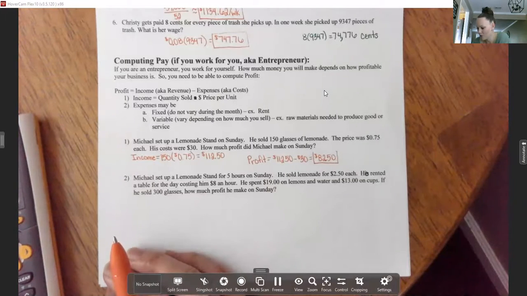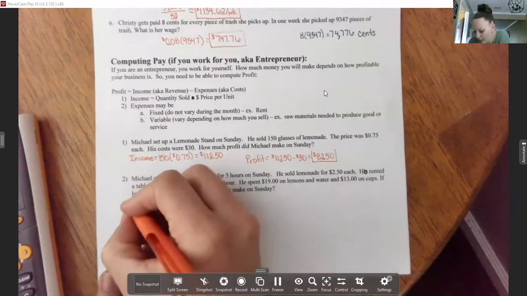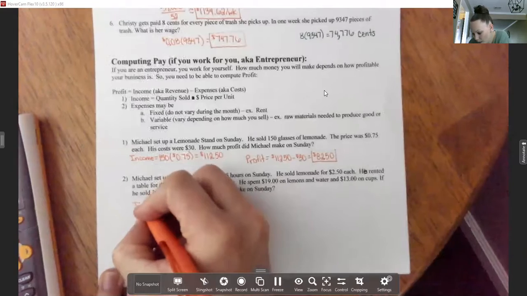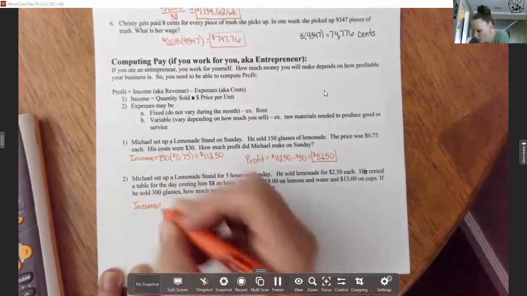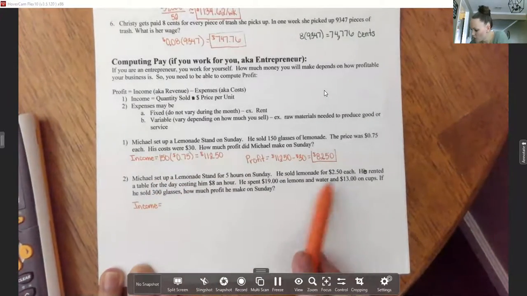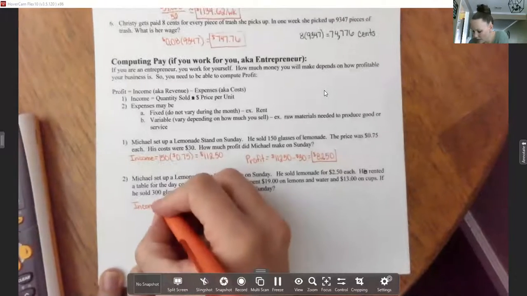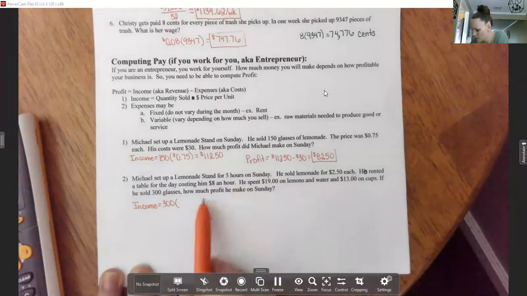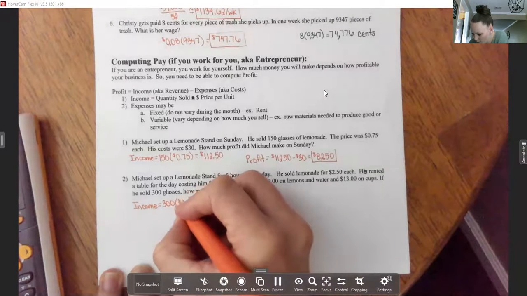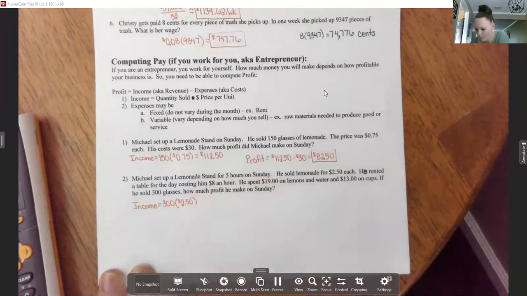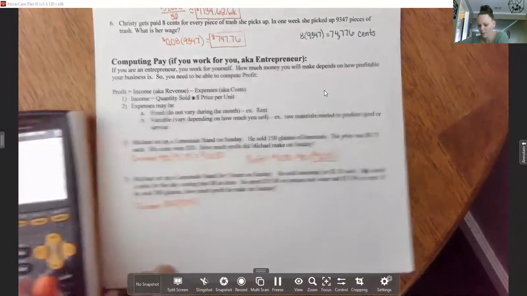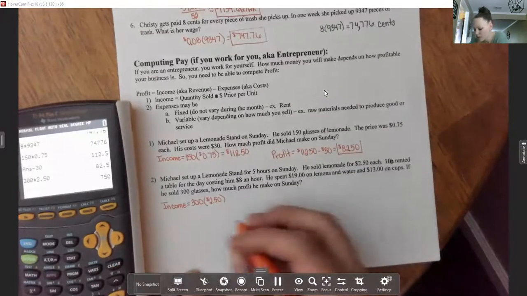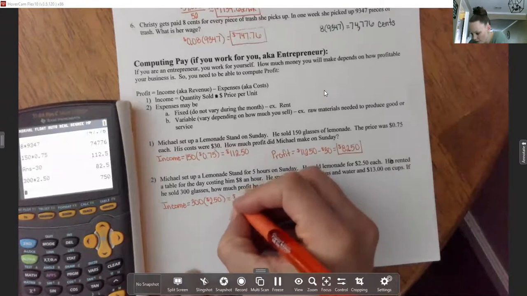Okay, so let's see. First, we need to calculate his income. So he sold 300 glasses, at how much were they? Oh, $2.50 each. So 300 times 250. Let me move my calculator over so you can see it. So his income was $750.